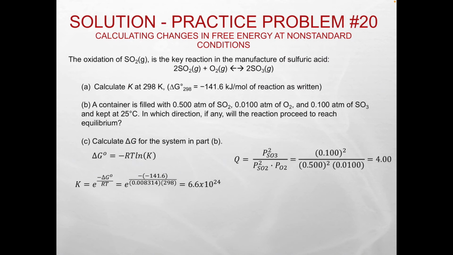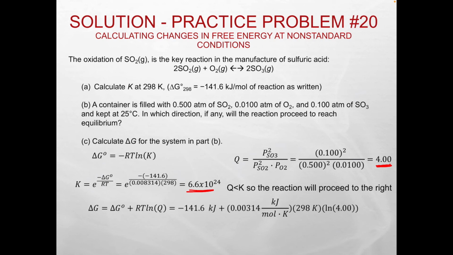For B, we can now calculate Q since we have our pressures of a bunch of different gases, right? So we can plug that in to our reaction quotient and calculate our value for Q. And then when it's asking in which direction, if any, will the reaction proceed to reach equilibrium, we can compare our value of Q with our value of K. They are really different. Q is way smaller than K, which means that we don't have enough products, so the reaction will proceed to the right. So it's going to favor the forward reaction.